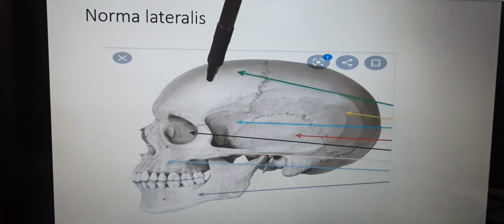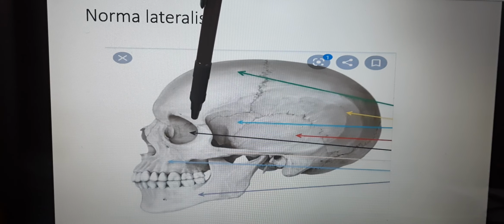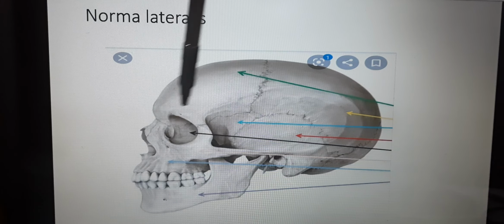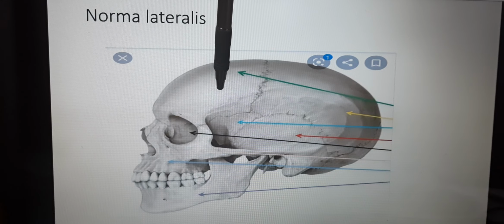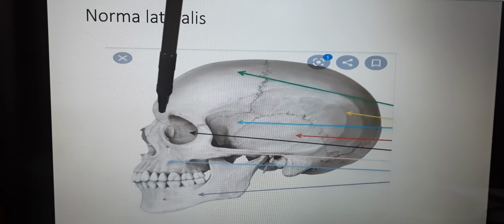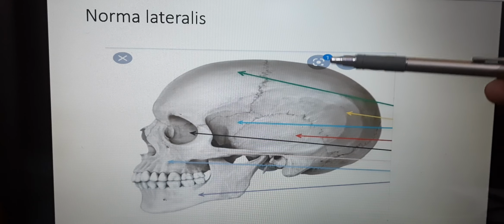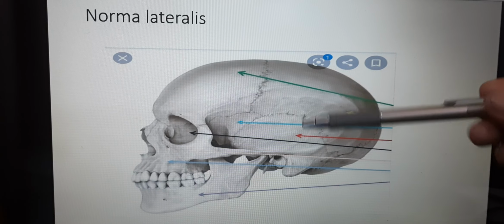So first you are seeing the frontal bone. This is the squamous part of frontal bone, and this process is zygomatic process of frontal bone. This is the nasal process of frontal bone. So frontal bone, squamous part, and its zygomatic process and nasal process. This is parietal bone. Its external surface can be seen from the lateral view.